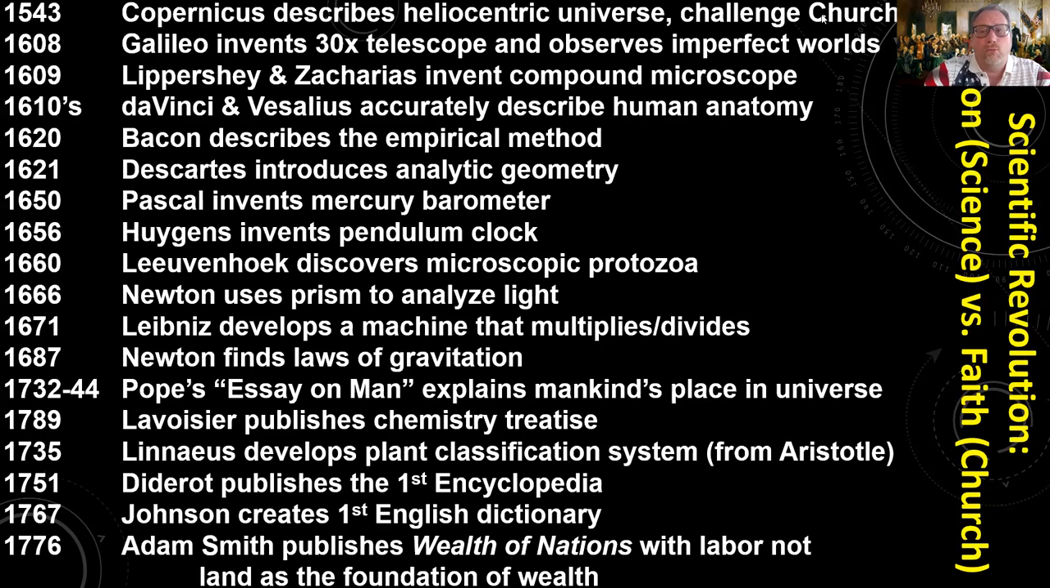We're going to have Galileo Galilei inventing a telescope that is 30 times more powerful than what we've seen before, showing us imperfect worlds. We just talked about the invention of those tiny little creatures with the compound microscope. Da Vinci is going to announce and then describe human anatomy. We're going to have Sir Francis Bacon describe the empirical method and come up with scientific studies. Descartes is going to introduce analytical geometry. Pascal is going to invent the mercury barometer so we can actually see pressure gradient and how that changes with temperature.